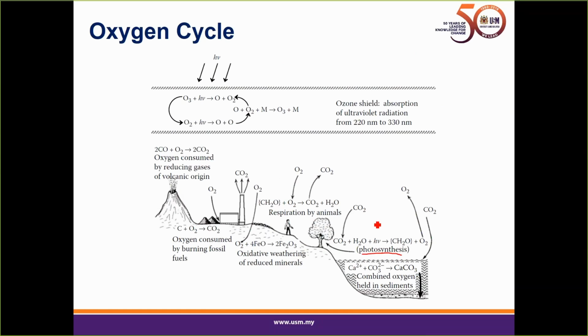In the presence of carbon dioxide, water, and solar energy, plants convert these into oxygen, which is released into the atmosphere. And then we consume the oxygen through respiration, which produces carbon dioxide, released into the environment. Oxygen is also consumed by reducing gases of volcanic origin. Oxygen is also consumed by the burning of fossil fuel to produce carbon dioxide.